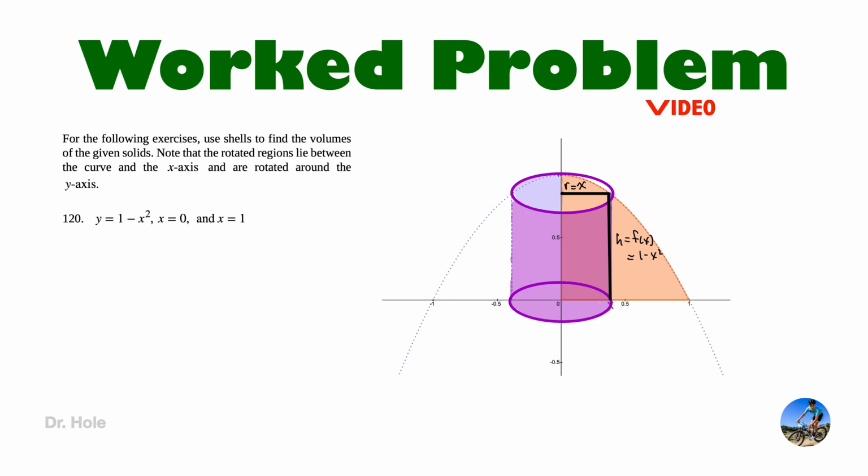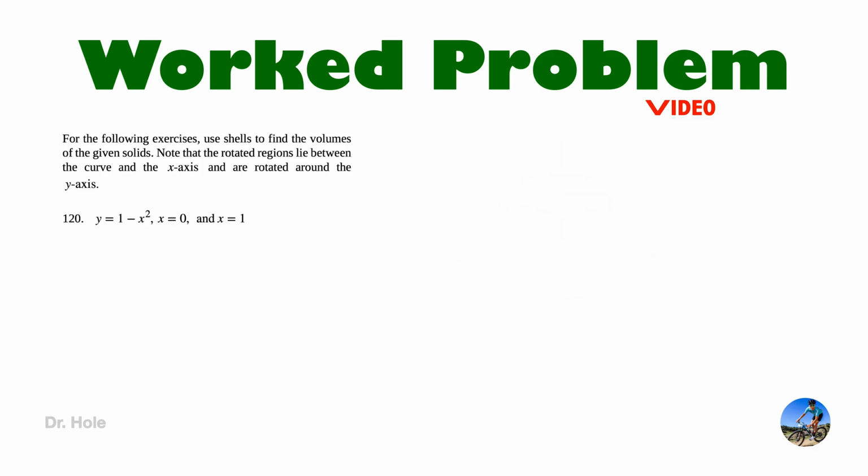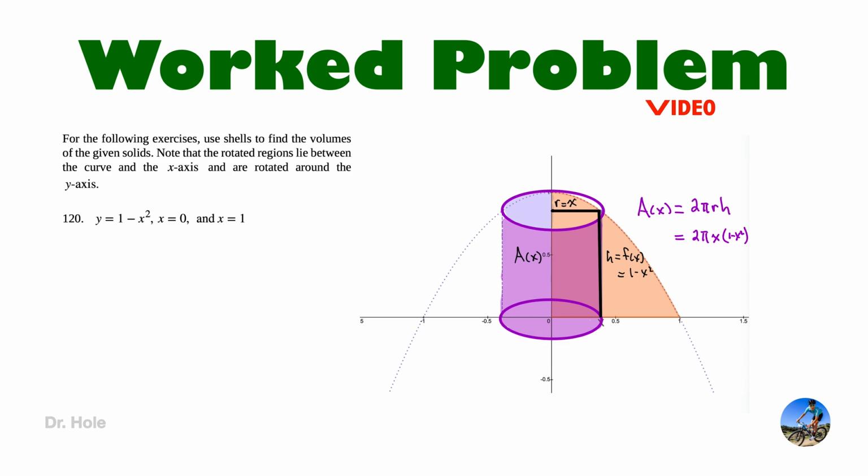We want to use the radius and the height to find the area of the cylinder. A of x denotes the area of this cylinder. We take the circumference of the circle times the height to get the area of the cylinder. 2 pi is 2 pi, the radius is x, and the height is 1 minus x squared.